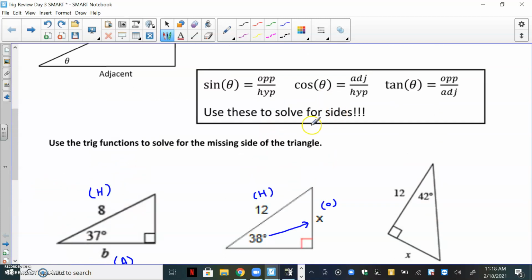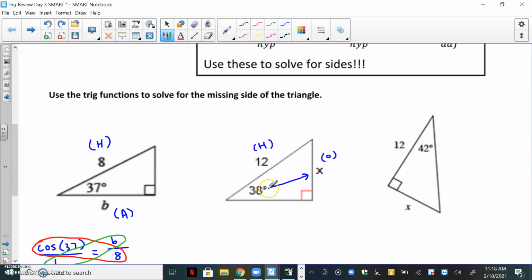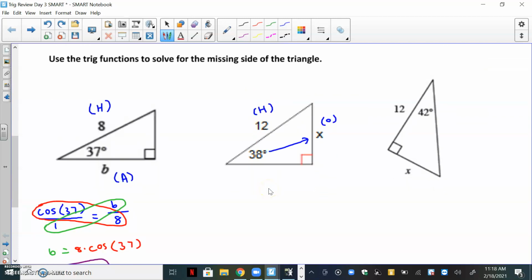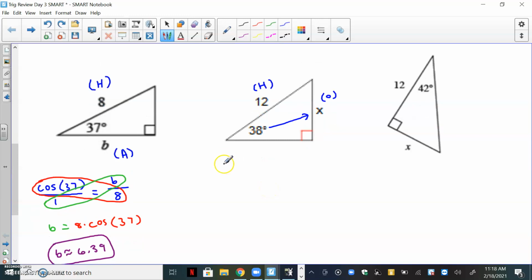So we scroll up and we're like, okay, which one of these is O and H, or opposite and hypotenuse? It's sine, right? Opposite over hypotenuse goes with sine, so we will go ahead and say that the sine of 38 over 1 equals opposite over hypotenuse. So for me, that's x over 12.